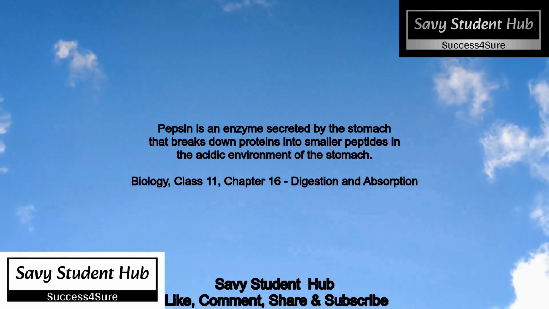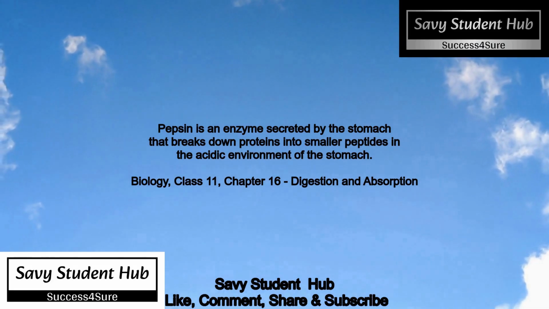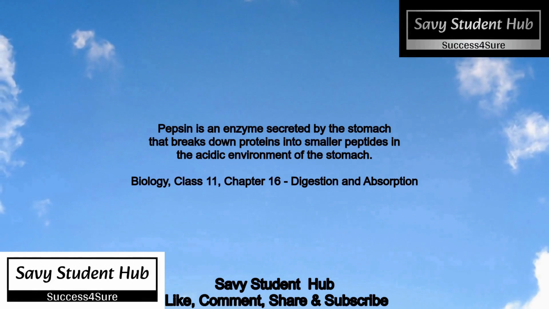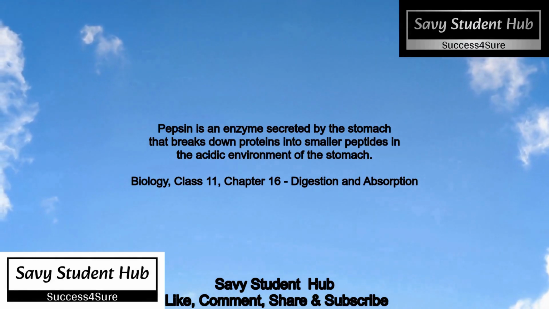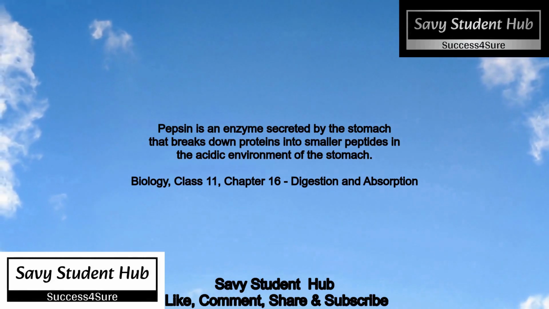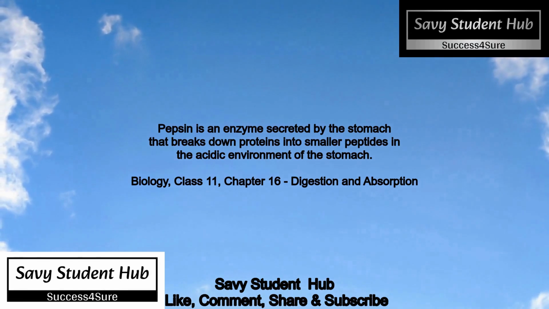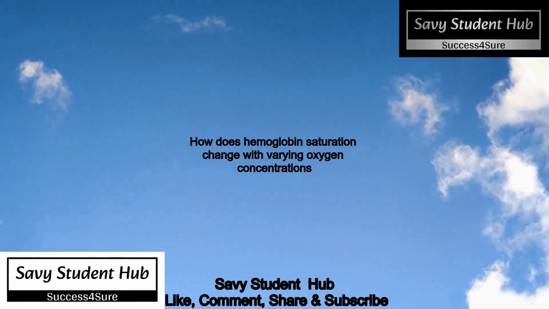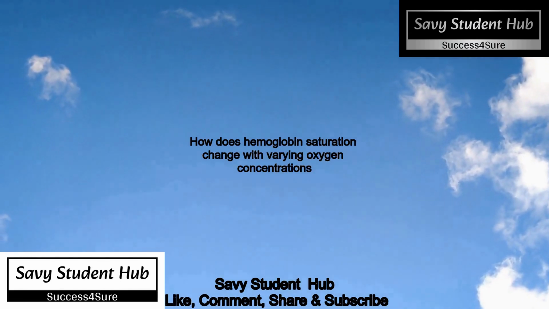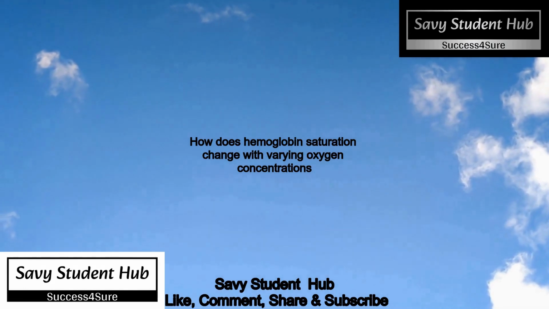Pepsin is an enzyme secreted by the stomach that breaks down proteins into smaller peptides in the acidic environment of the stomach. How does hemoglobin saturation change with varying oxygen concentrations?